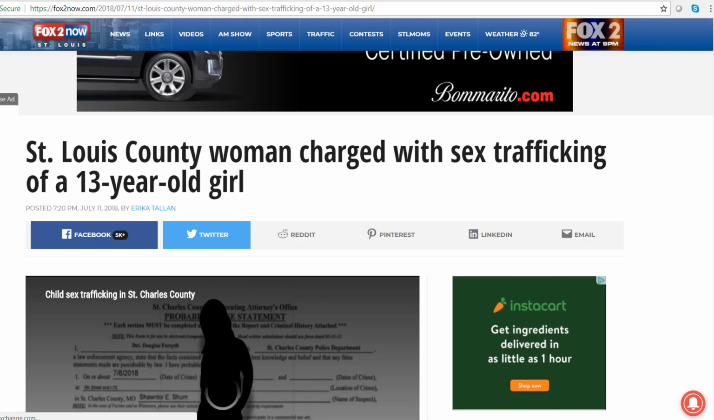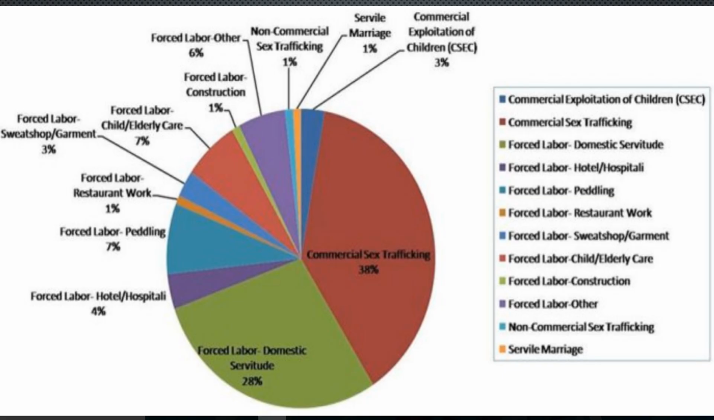And I will say that I've given this lecture multiple times now, and every time I give this lecture, I can always find a fairly recent news article discussing a human trafficking victim within the St. Louis metropolitan area. Again, look at the age of the victim. This is unfortunately very typical of what we see in human trafficking.